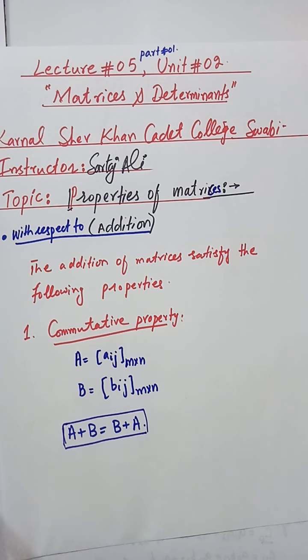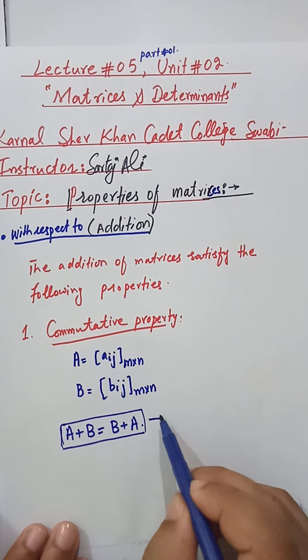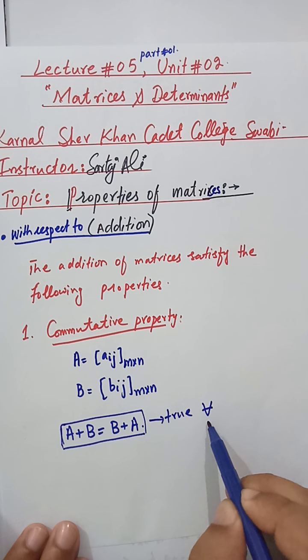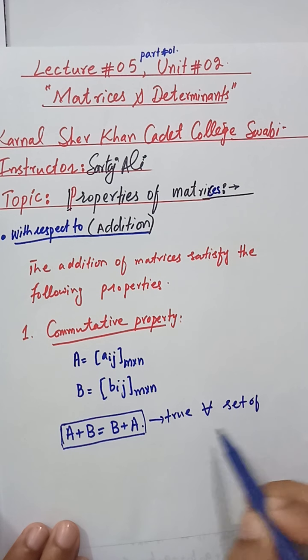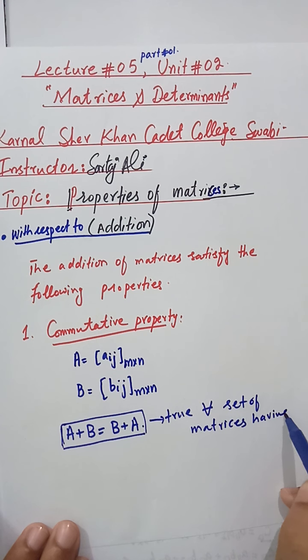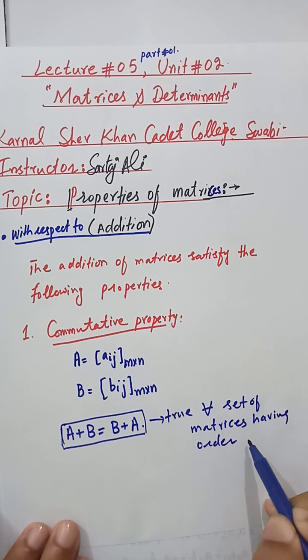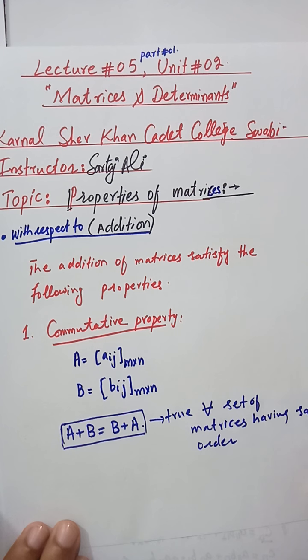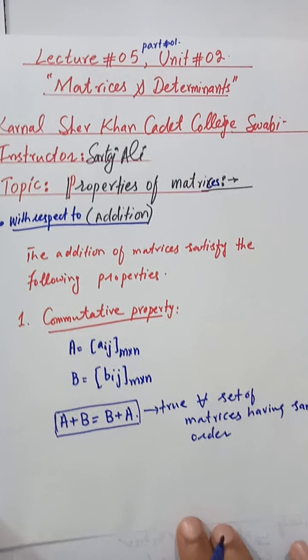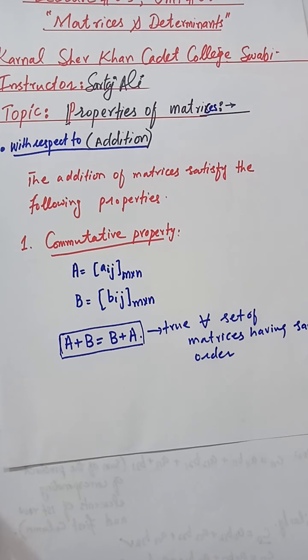This is true for all sets of matrices having the same order. This commutative property is true for all; this is the notation for all. The same order is necessary because addition is only defined when the order is the same. So how can we prove this property?